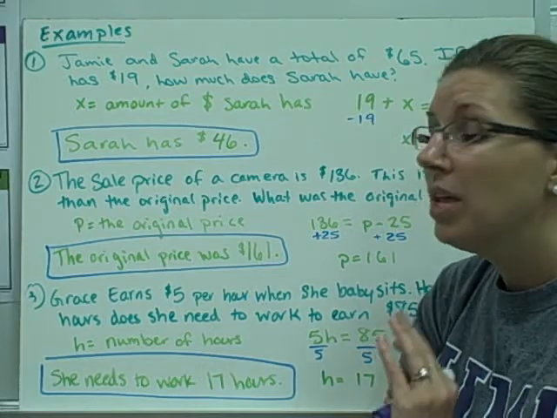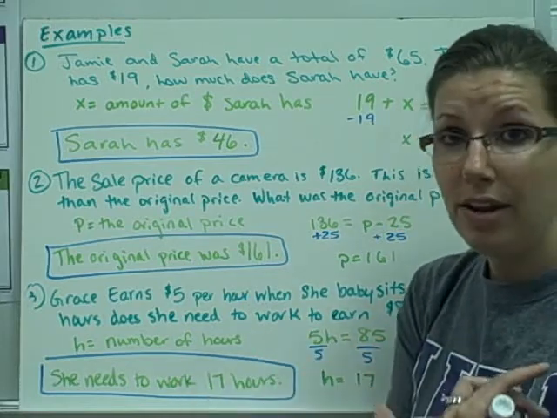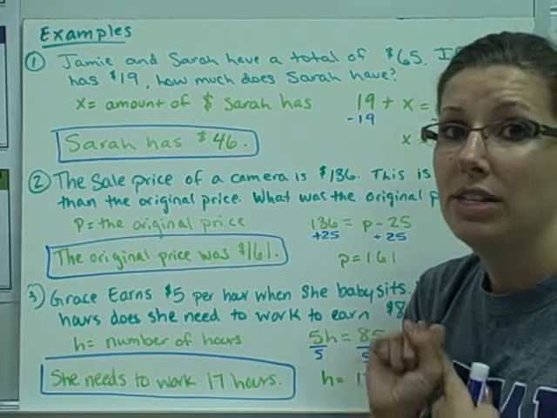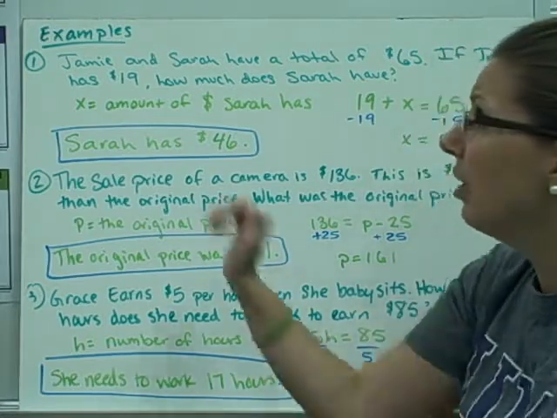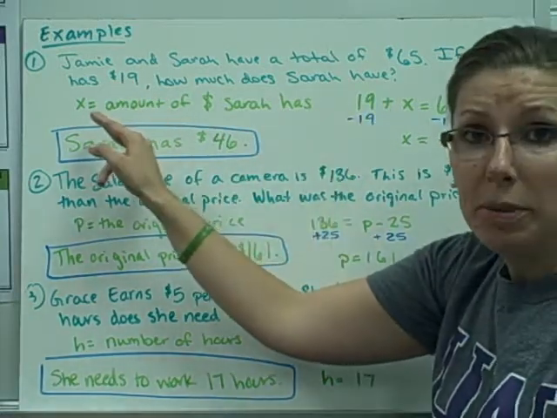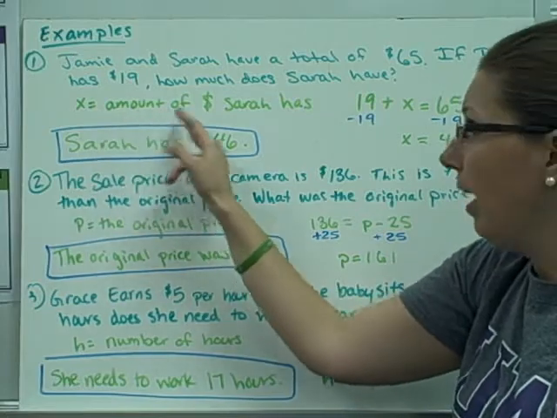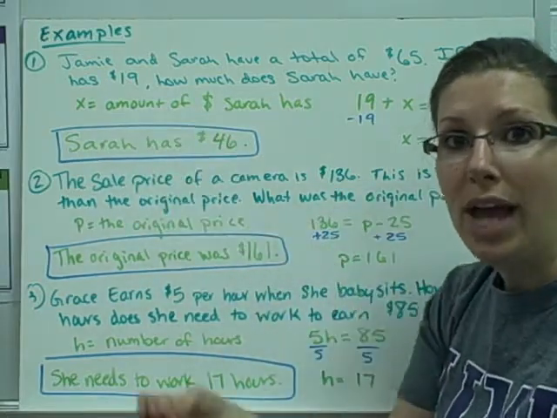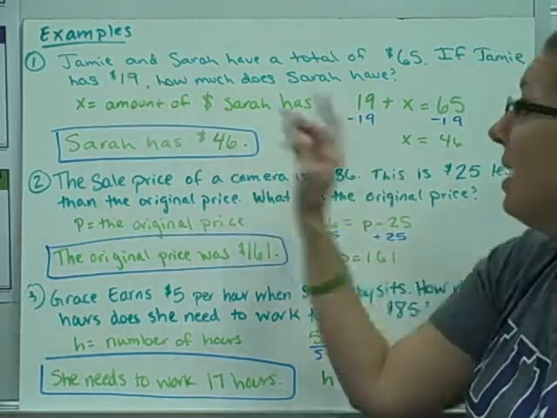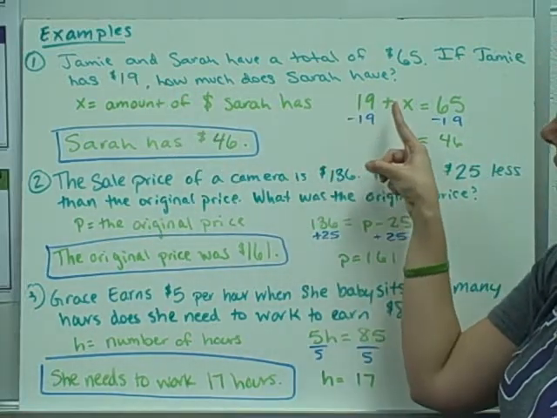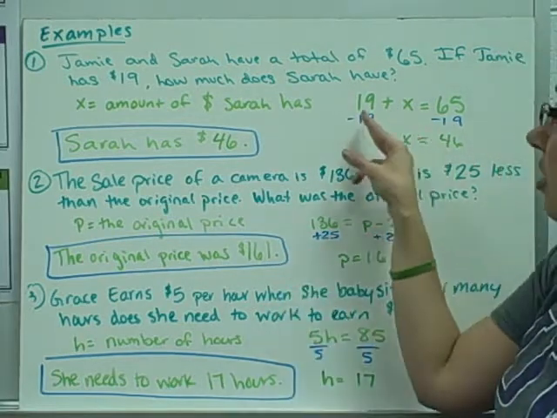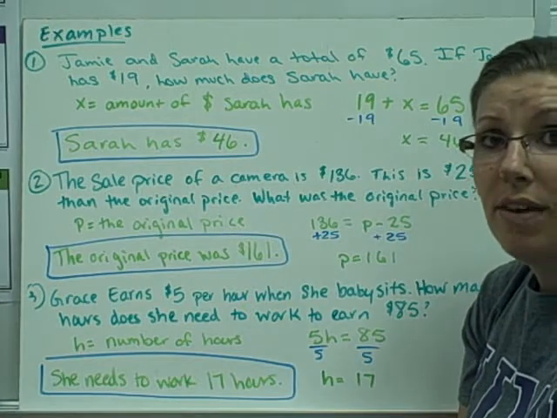So we're just going to still go through the motions of defining our variable, setting up an equation, solving it, and then writing our answer in a statement. So I want to know how much Sarah has. So I'm going to use the variable X, and that is going to represent the amount of money Sarah has. That's what I'm trying to find out. So I'm going to write my equation. Jamie has 19, and if you add Sarah's amount to Jamie's amount, you'll get a total of $65.